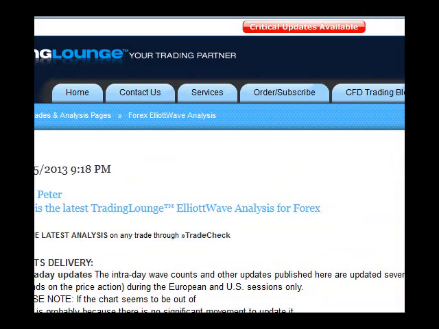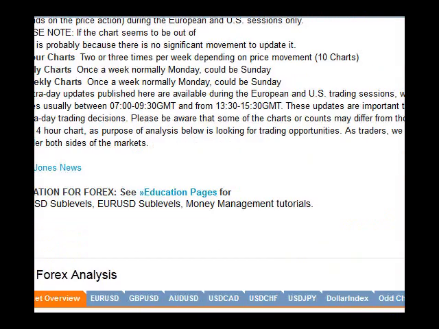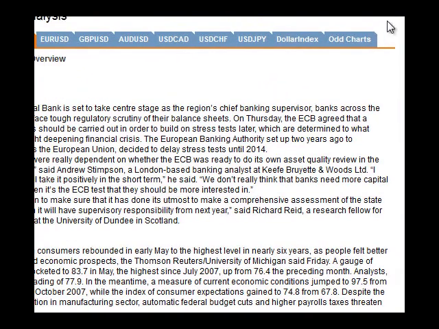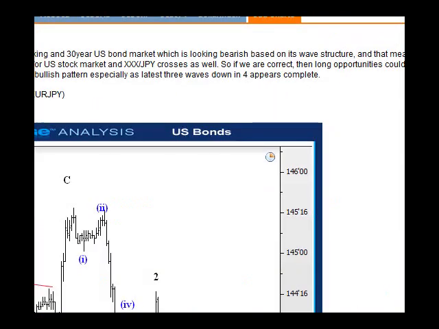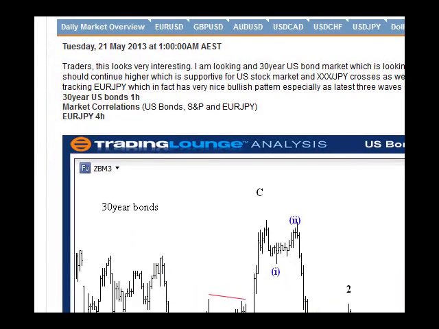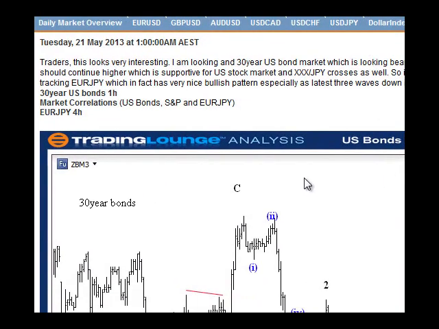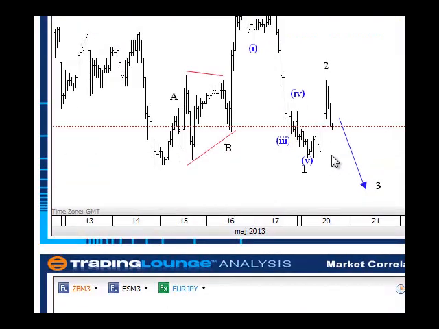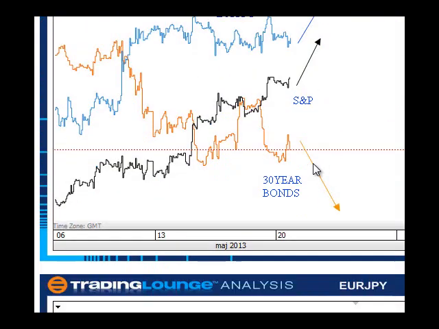And look, also while I'm here, on the Forex side of things, there's a new tab that's opened up through here, and I've just called it odd charts until I find a better name for it. This odd charts section will just look at odd charts, like the bonds and correlations between markets.